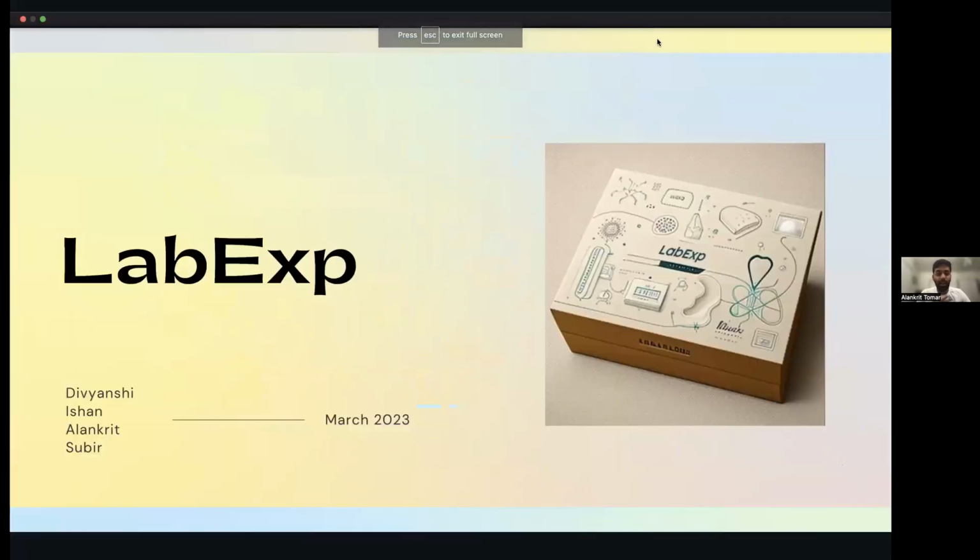I'm Alankrit, and my team consists of Divyanshi, Ishan, and Subir, and all of us are engineers from India. Today we'll be talking about our project idea, which we call LabExp. So moving on, let's just dive into the problem statement here.